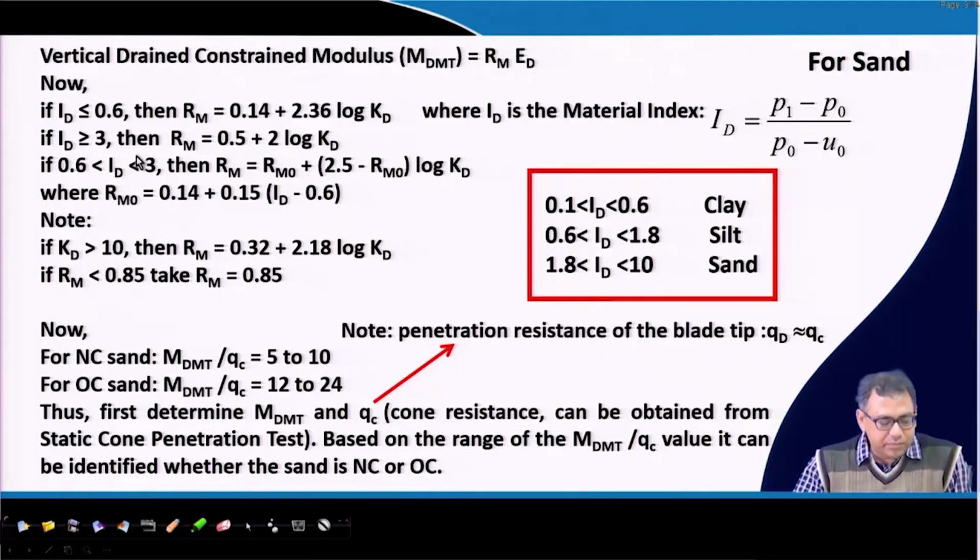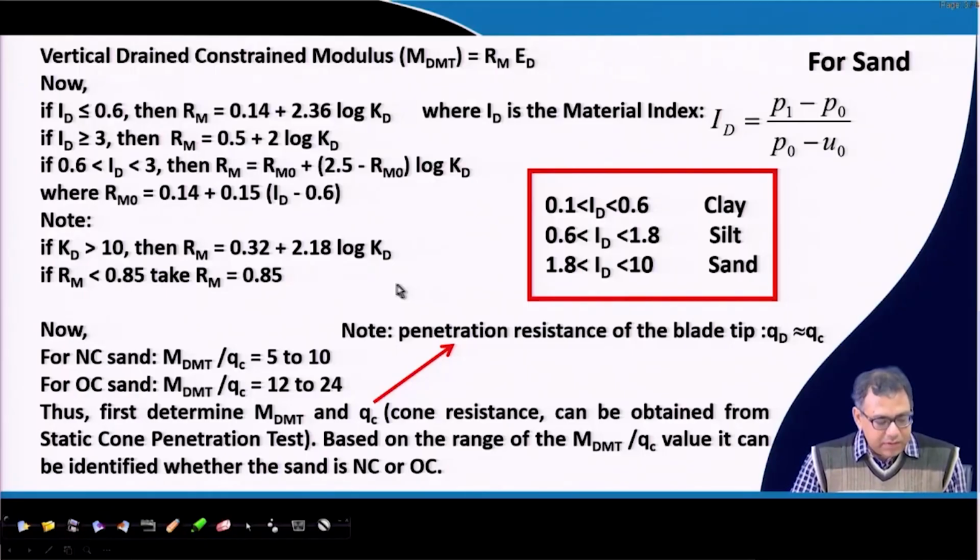So, based on the ID value, we calculate the RM, and we put that RM here to get the MDMT. Then we divide it by the QC, and based on this range we can identify whether the soil is in a normally consolidated state or an over consolidated state. Okay? This way we can identify that.